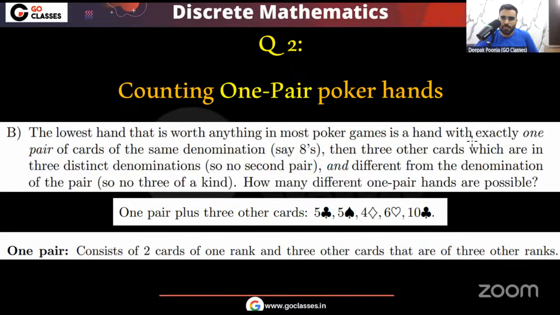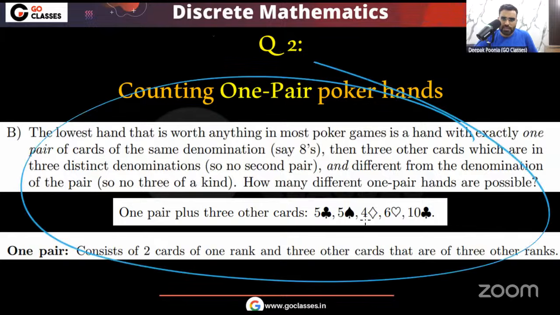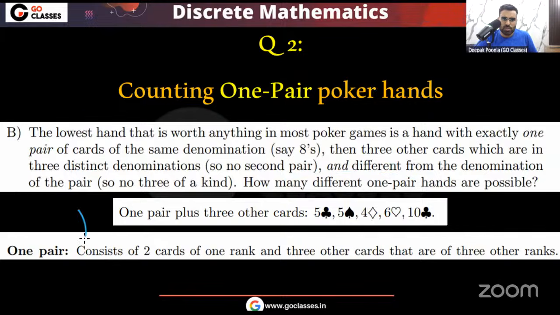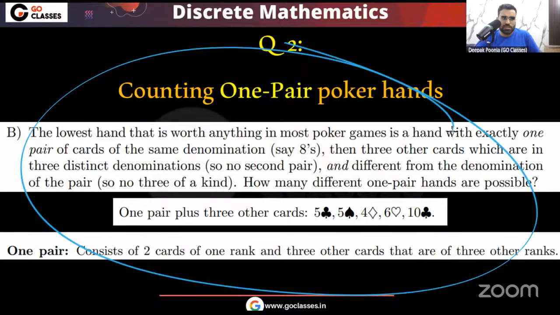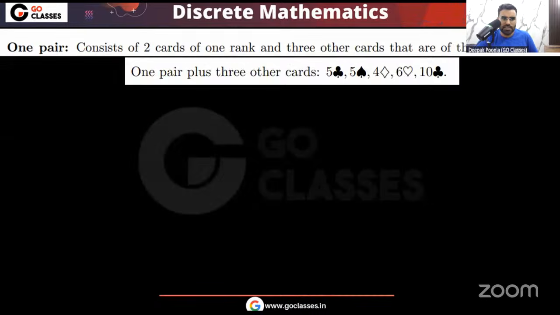I hope it is clear. So the definition is very clear. The example is also given to you. So you can see one pair. It means we are having two cards of the same rank, two cards of the same value, and there are three other cards that have three different ranks or different values. So once you understood this, now you can solve this question very easily.